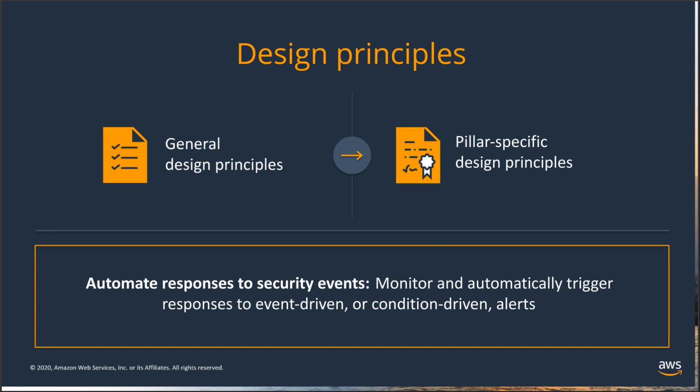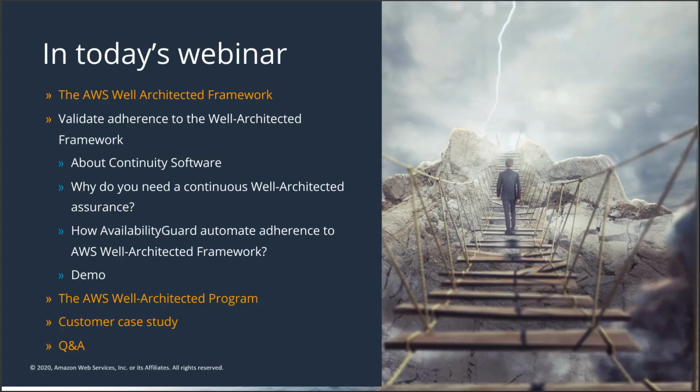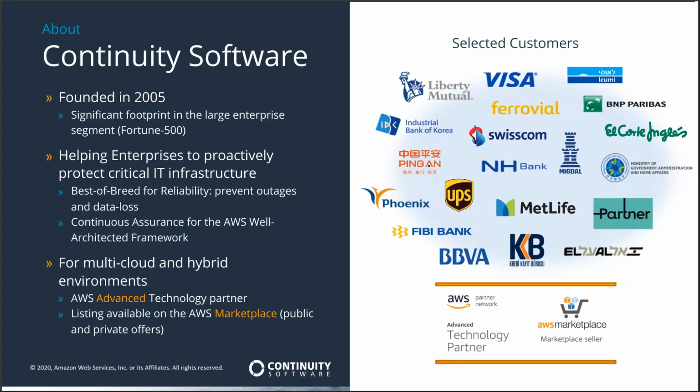And now, let me hand it over to Avi from Continuity Software, an advanced AWS technology partner. Thank you, Rob. Avi, I'd like to turn to you. Continuity Software provides an automated solution for validating adherence to the framework. Please begin by telling us a little bit about Continuity. Thank you, Gil, and thank you, Rob.